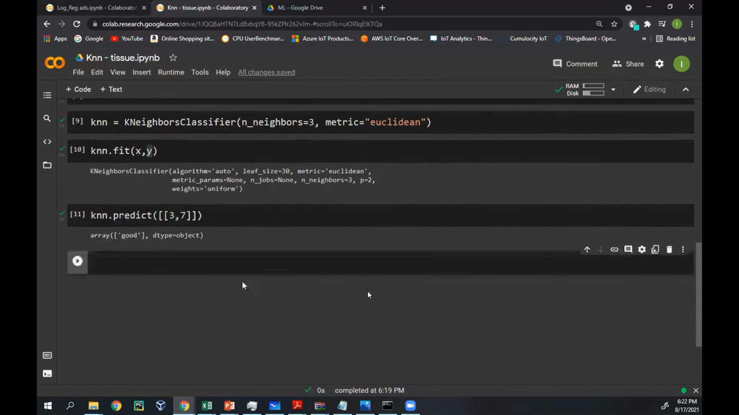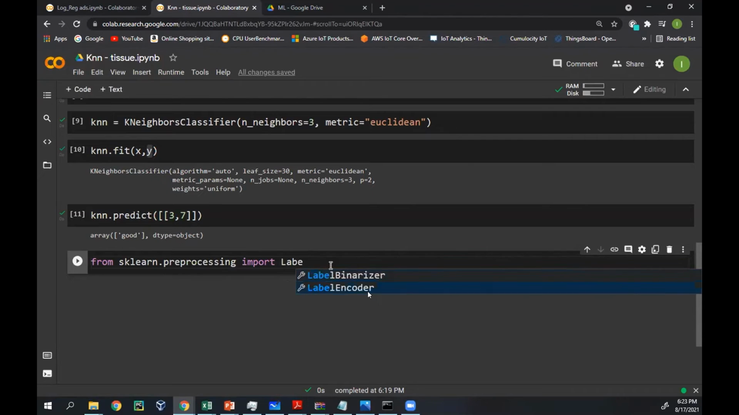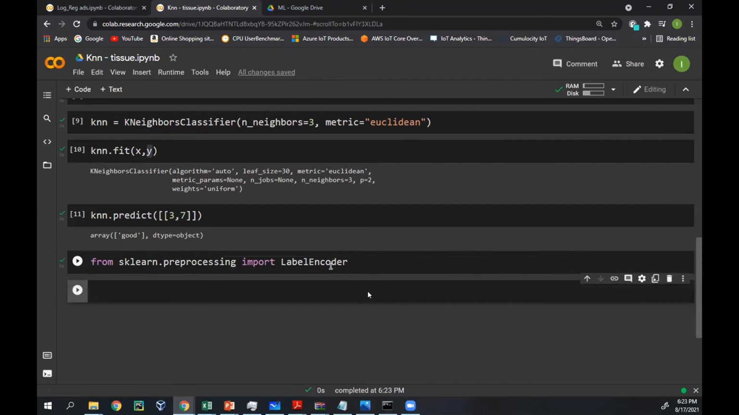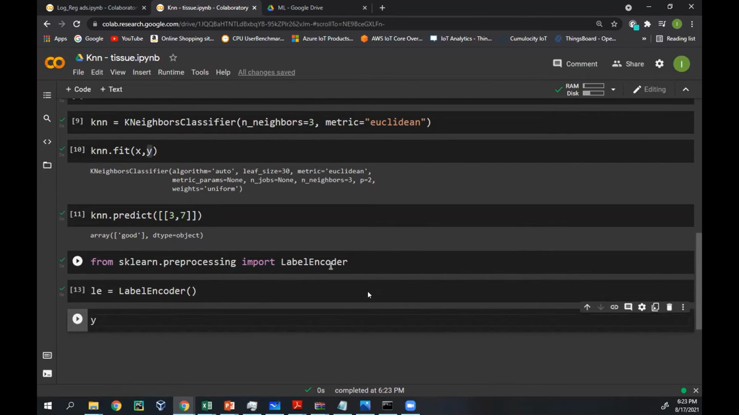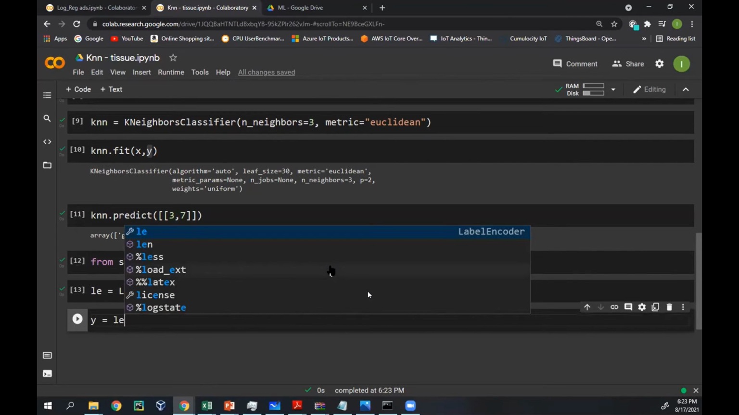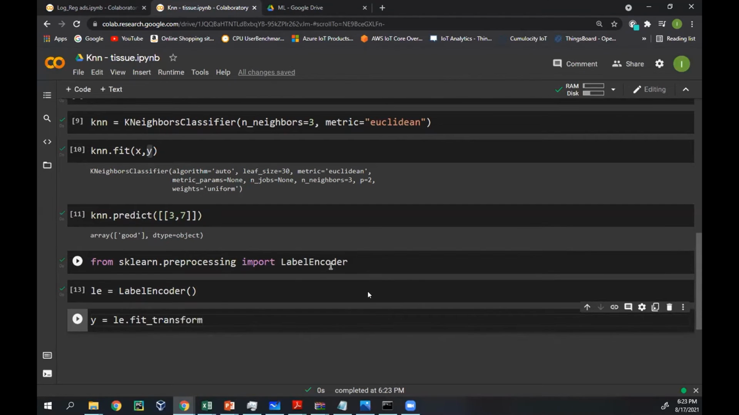For that we need another package called label encoder, which is from sklearn.preprocessing, that is data preprocessing. We need to import LabelEncoder. Then y is equal to label encoder dot fit_transform of y. So we are giving the input of y, and the output is also the same variable.